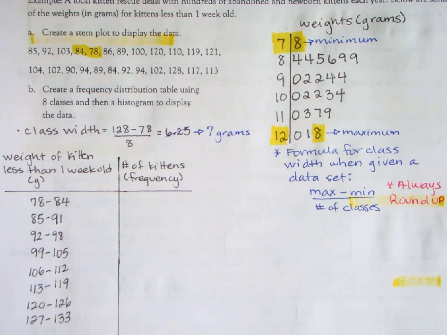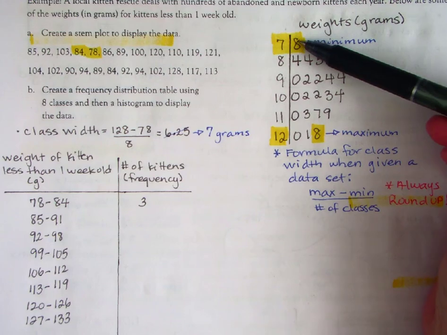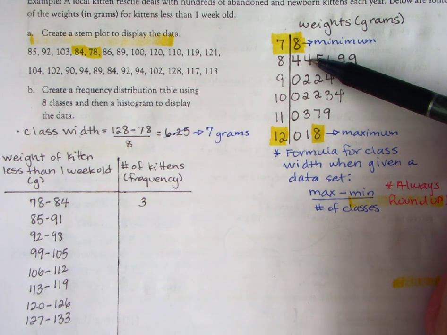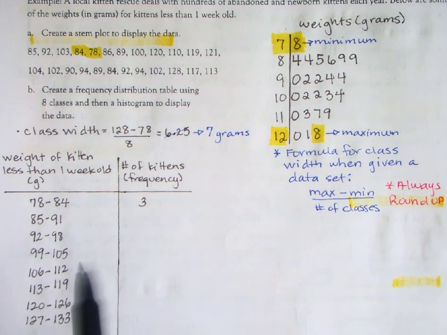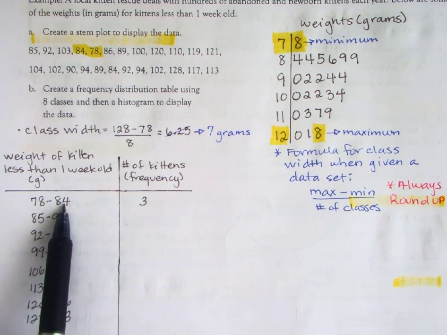Now I can take each of the individual data values off of my stem and leaf plot and put those into my classes. So when I look at the class 78 to 84, I need to look at my stem plot and figure out how many of those individual data values will fall in that class. 3 data values fall in that class: 78, 84, and 84. Those are the only 3 that fall into the class category from 78 to 84.